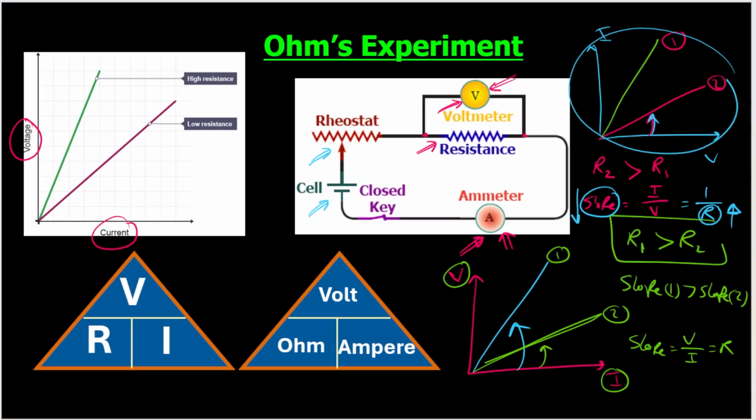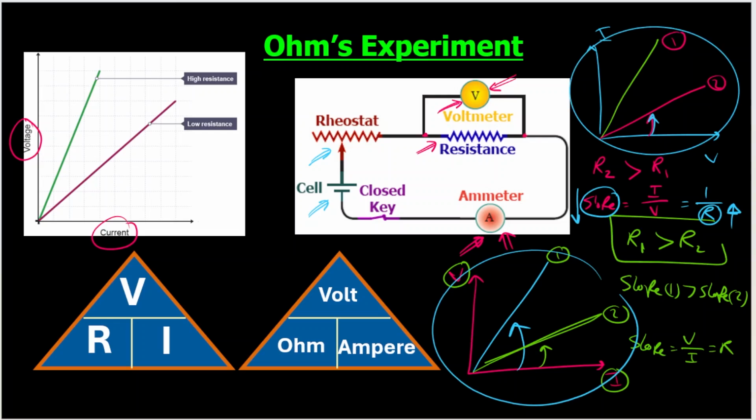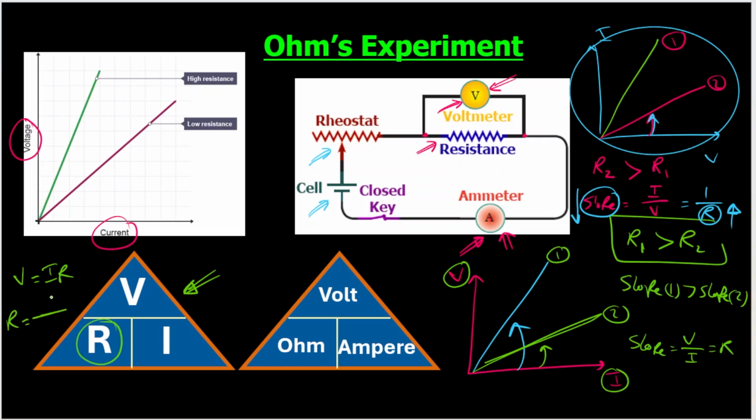So this graph is exactly the opposite to this graph. So according to Ohm's law, V is equal to I times R. You need to pay attention to this formula, because by using this formula, you can solve almost all the questions related to electricity in your syllabus. So V is equal to I times R. If you want to find R, you just cover it. It will be V over I. If you want to calculate I, just cover it. It will be V over R.